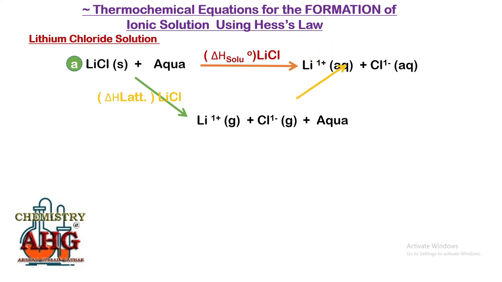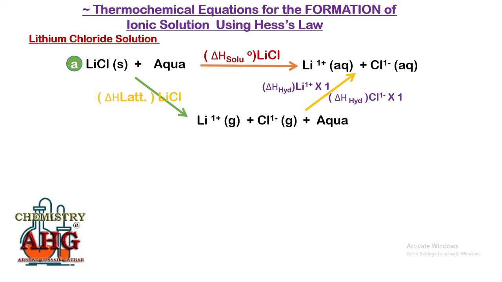Now the gaseous ion will become hydrated ion, and on the reaction arrow you can introduce hydration enthalpy for the lithium ion multiplied by 1 because there is 1 mole of lithium ion, and hydration enthalpy of chloride ion multiplied by 1 again because there is 1 mole of chloride ion. Now this is one complete style for writing thermochemical equation for the formation of ionic solution using Hess's law.